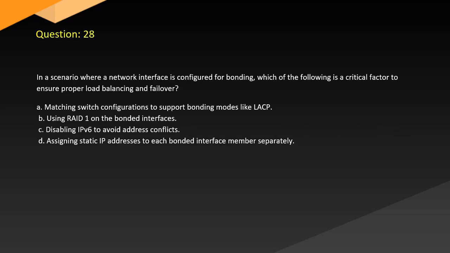Question 28. In a scenario where a network interface is configured for bonding, which of the following is a critical factor to ensure proper load balancing and failover? A. Matching switch configurations to support bonding modes like LACP. B. Using RAID 1 on the bonded interfaces. C. Disabling IPv6 to avoid address conflicts. D. Assigning static IP addresses to each bonded interface member separately.